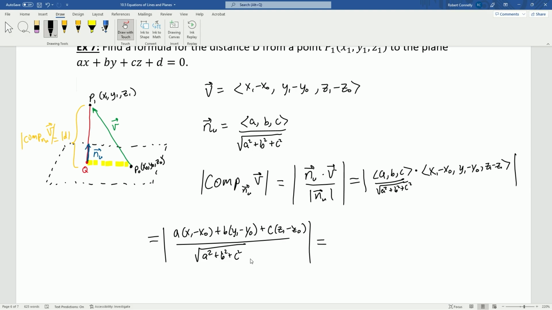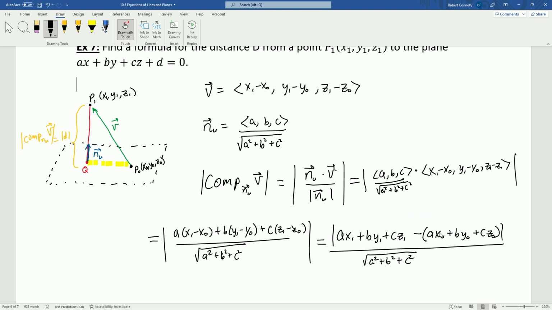Okay, so what are we going to do here? Well, if we distribute A, B, and C, we get the following: A x1 plus B y1 plus C z1, and then I'll get the negative of each of the other terms. So negative, I'll pull out in front, A x naught plus B y naught plus C z naught. And here I only put the absolute value up top because we know the square root has to be positive.